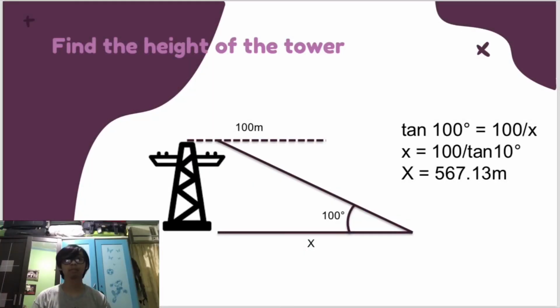Here we have a problem. The problem states how far are you from the tower. In order to find how far you are from the tower, we're going to be dividing the height of the tower by the tangent of the angle of elevation. So we're going to let x become 100 divided by tan of the angle, and the answer for that is going to be 567.13 meters.